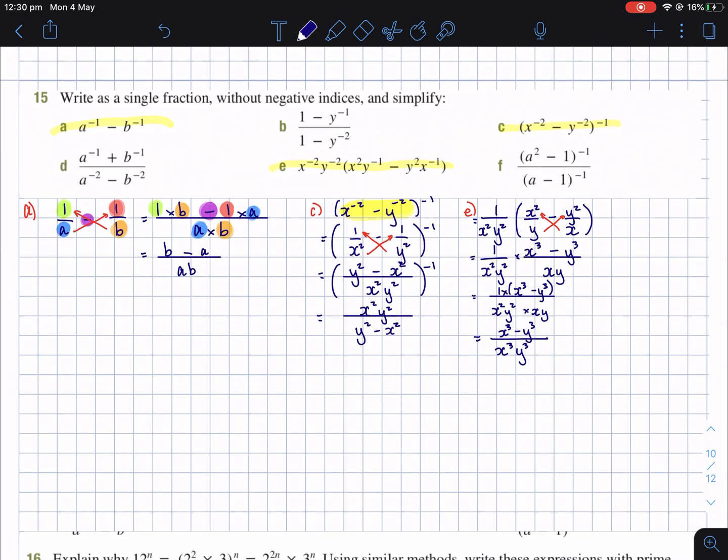Do you notice the pattern between those three questions? You should.